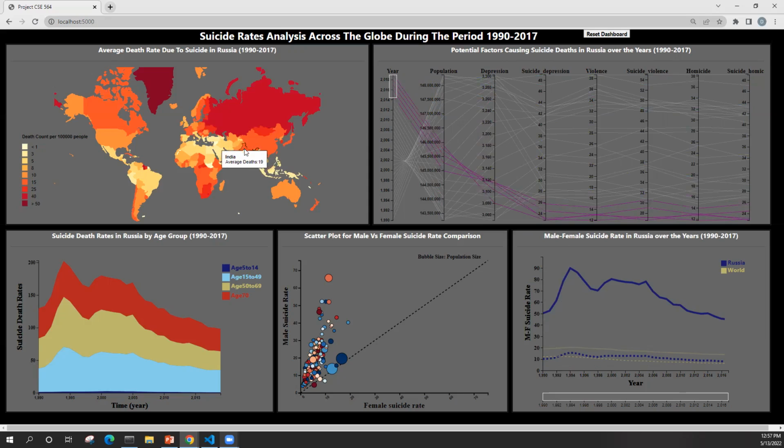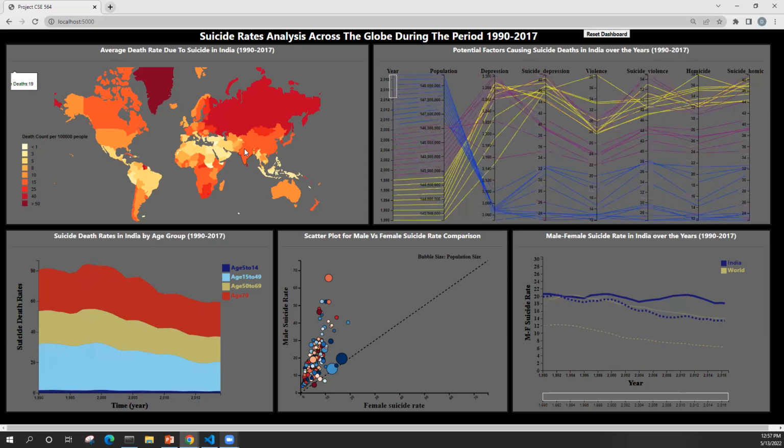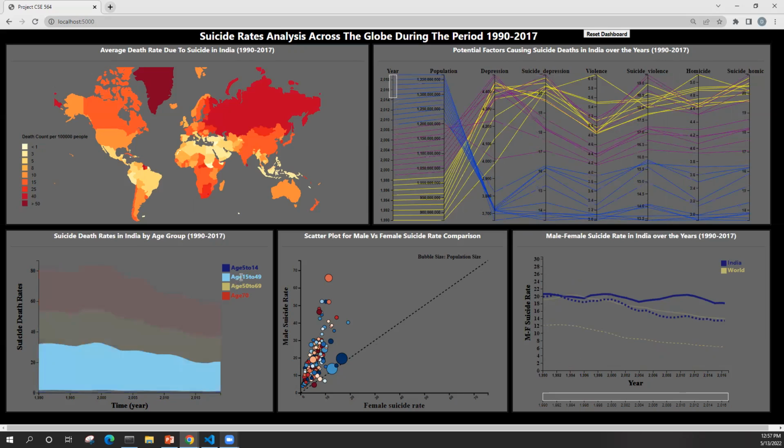Another country that we can see is India. India saw a decrease in suicide rates, but has an alarmingly high number of youths committing suicide. That is a very important statistic here. We can see that the 15 to 49 age group is committing a lot of suicides. The suicide rate for them is near 30 to 35%. That is very high.